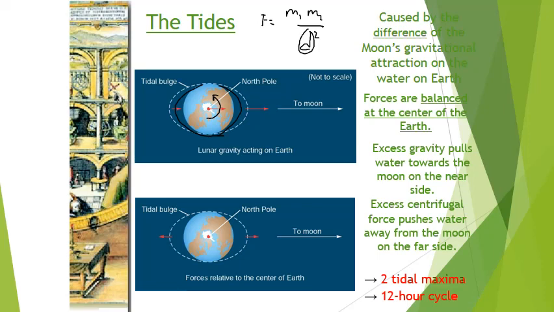Any location is going to move into a bulge. That's going to be high tide. It's going to move away from the bulge. It's going to be low tide. Move into another bulge. That's going to be high tide, et cetera, et cetera.